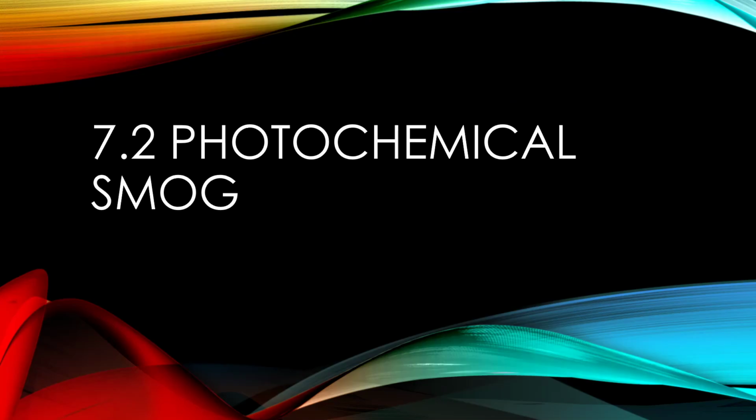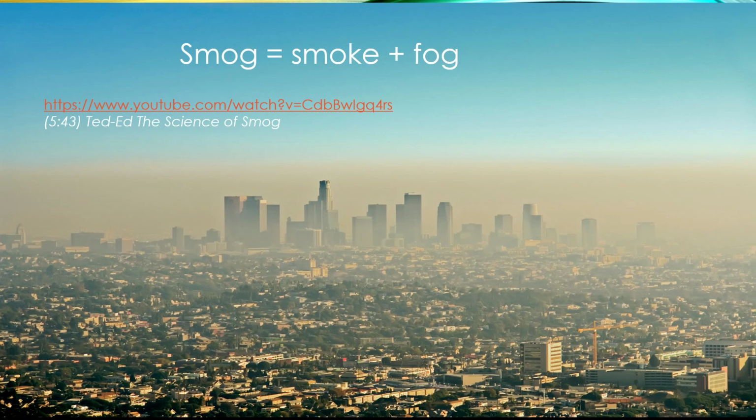Alright, welcome back. This is the Unit 7 lecture for AP Environmental Science, Air Pollution, and this is Section 2, Photochemical Smog. We're going to watch this video in class, so make sure if you didn't watch it in class that you do get a chance to watch it. You can find it at the link right here. Make sure you watch the video if you didn't, like I said, in class, because it is a very good understanding of the science of smog.